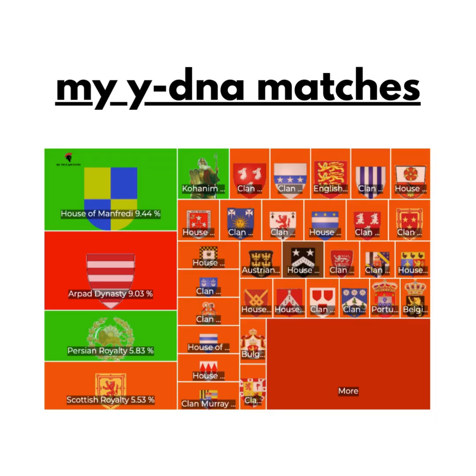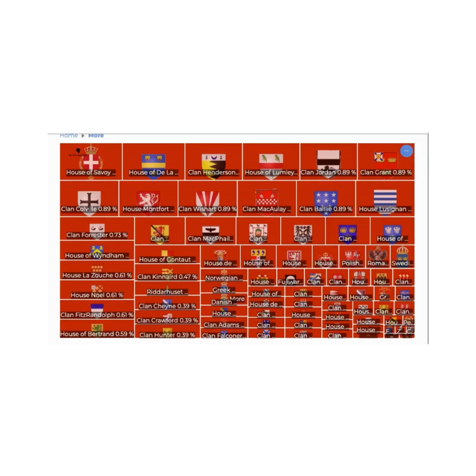Here is an example of my Y-DNA matches. So this means these were based on male samples that I matched to. Here you see it says Persian royalty. That was a shocker. And also Kohanim Jew. Like, they literally say I'm a descendant of Aaron. How do they know that? I don't know how they can prove biblical characters, but that's what they say.